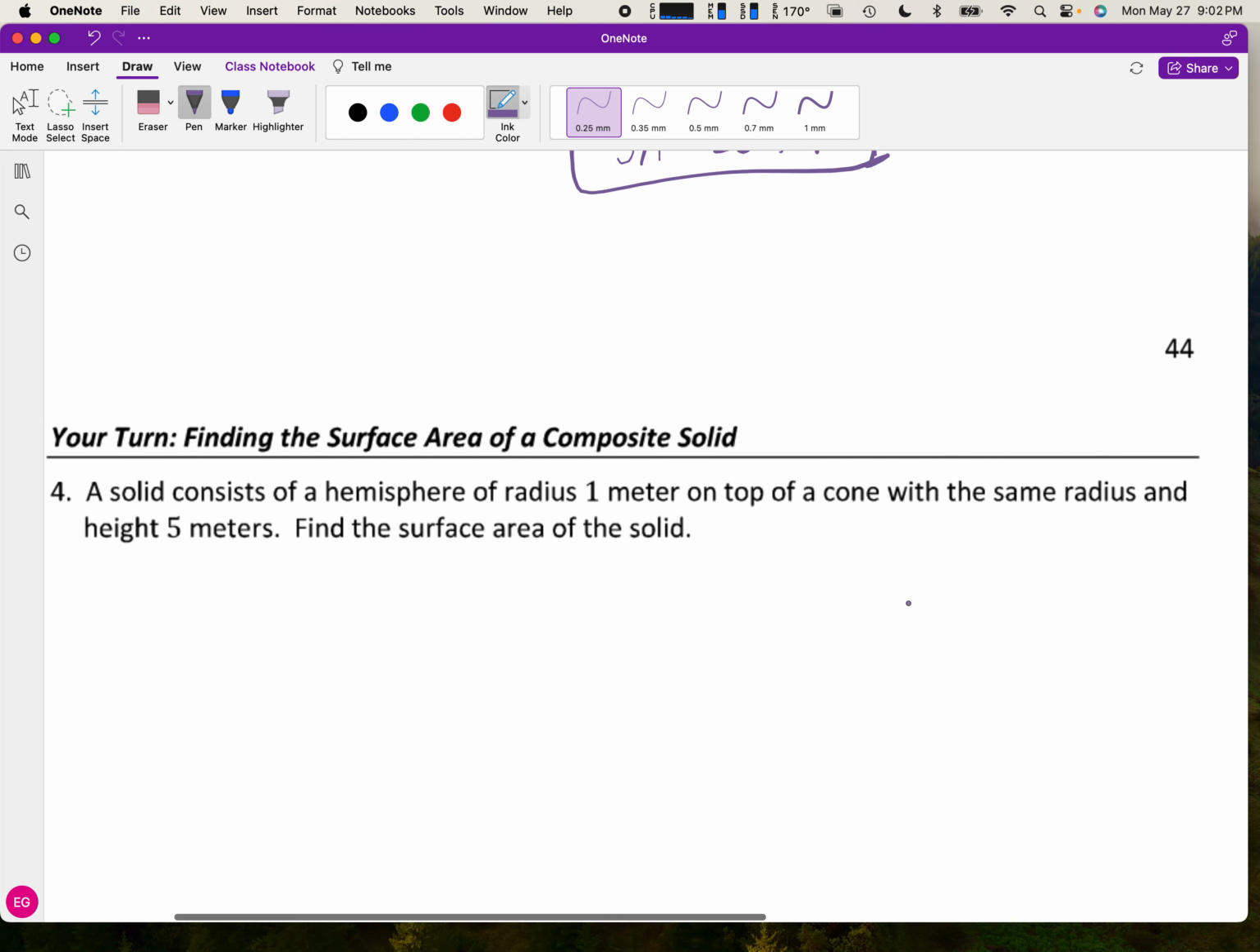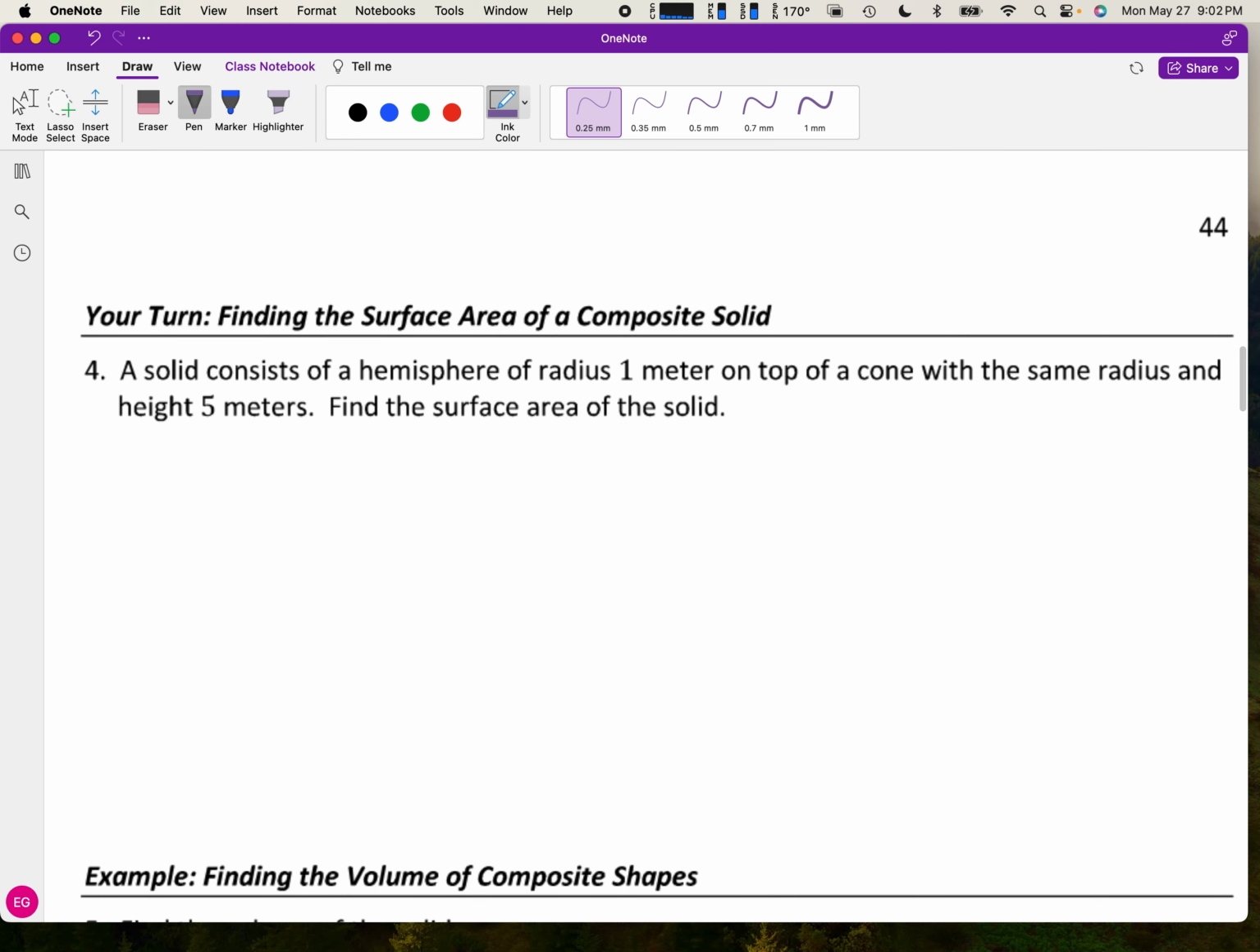If we flip to Your Turn, this time it doesn't give us a picture, so we get to draw it ourselves. I'll help you draw the picture, and then you should pause the video and go from there. So let's see here. We have a solid that consists of a hemisphere, so that's half of a sphere, with a radius of 1 meter on top of a cone with the same radius and a height of 5 meters. Okay, so this is an ice cream cone with ice cream on top. We have our cone here, and then we have our sphere on top.